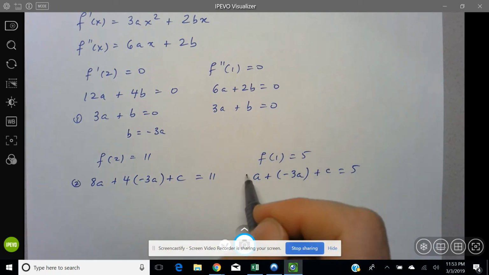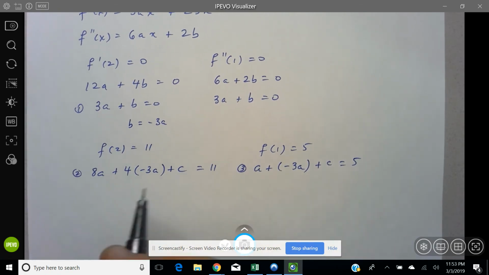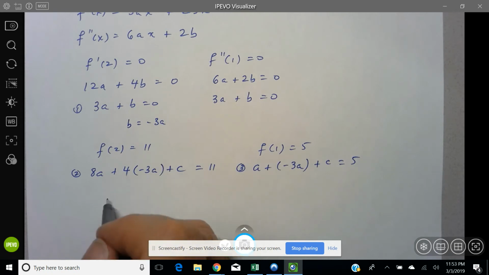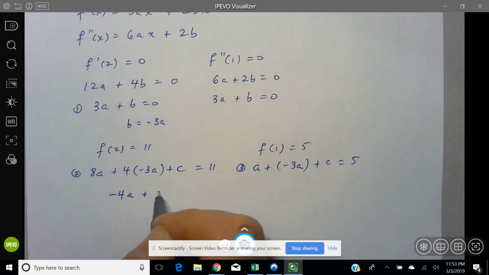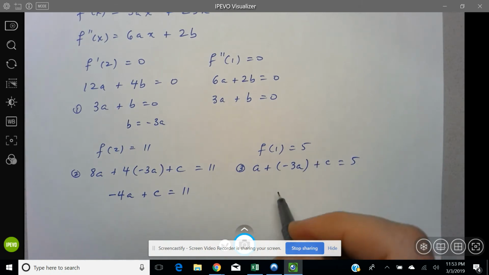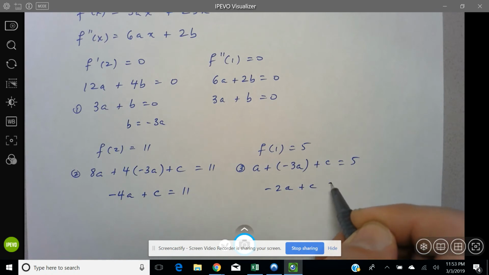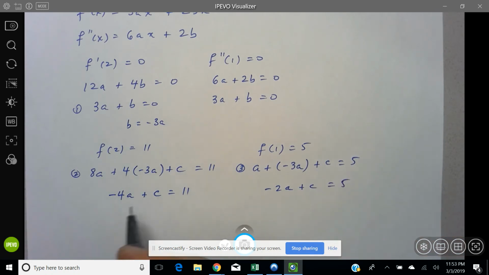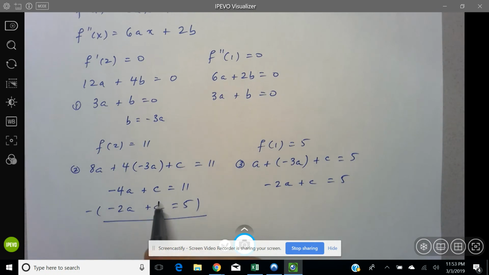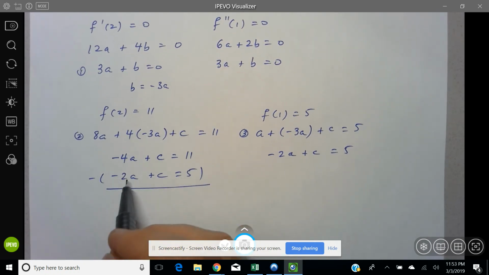Okay, so if I call this equation 2 and equation 3, let's simplify here. So 8a minus 12a, so we have negative 4a plus c is equal to 11. And then here we have a minus 3a, so negative 2a plus c is equal to 5. So I'll just place this one underneath. Negative 2a plus c is equal to 5. Subtract these two equations so I can eliminate the c. And negative 4 plus 2 is negative 2a. The c's cancel out. 11 minus 5 is 6. So a is equal to negative 3.